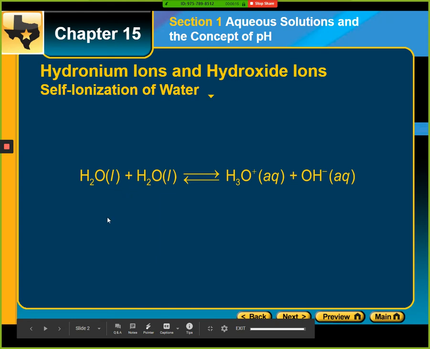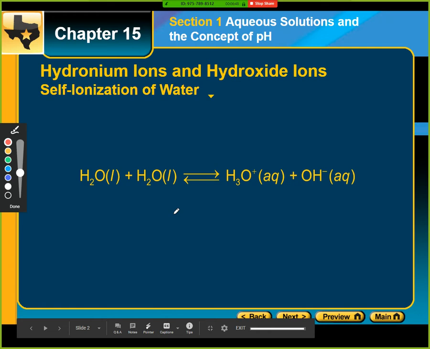Now, if you remember from our definitions of acids and bases, let me see if this will let me draw on here. If you've got a substance that is, let's do red, that is throwing away a proton, so it's sending that proton over to the other one. The one that does the throwing acts as the acid, and the one that does the catching acts as the base.